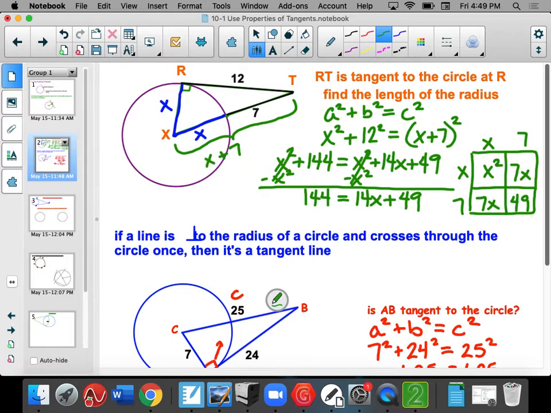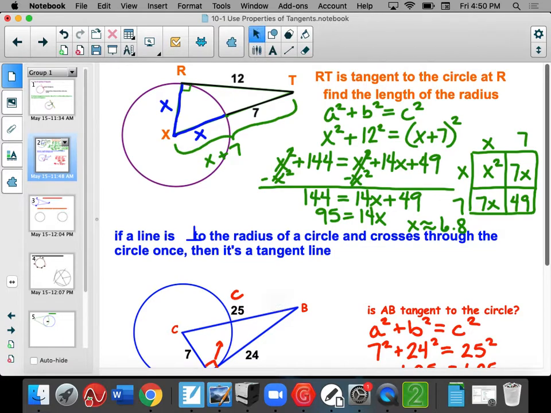And then we just solve it using our algebra skills. 144, subtract off 49 from each side, gives me 95. Divide both sides by 14, and I end up with approximately 6.8. So the radius for that particular circle is approximately 6.8.